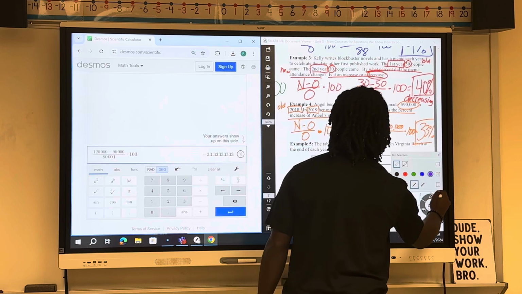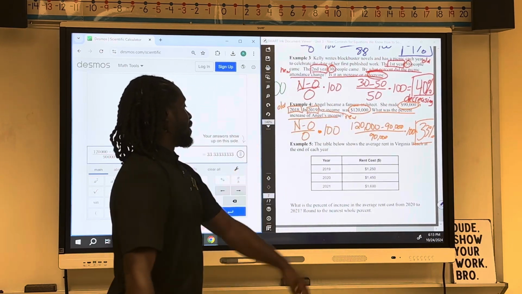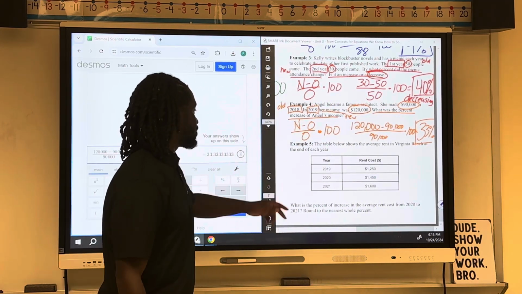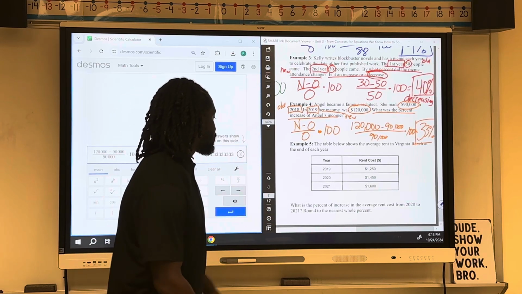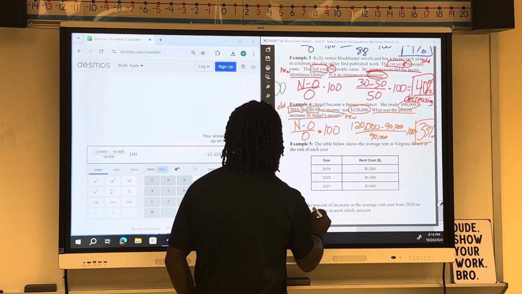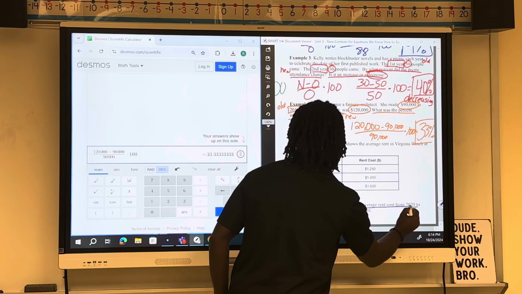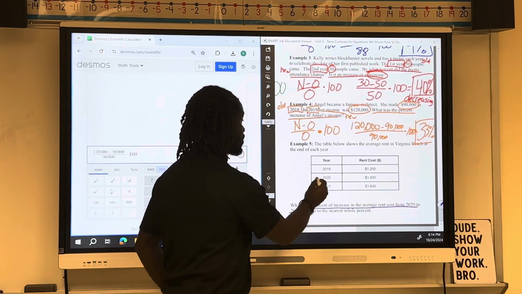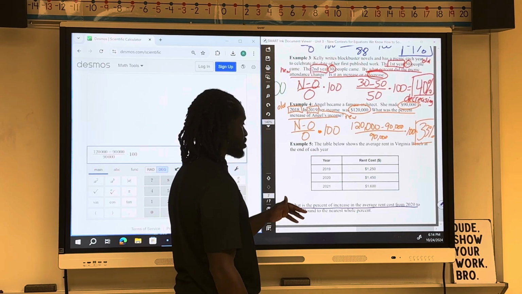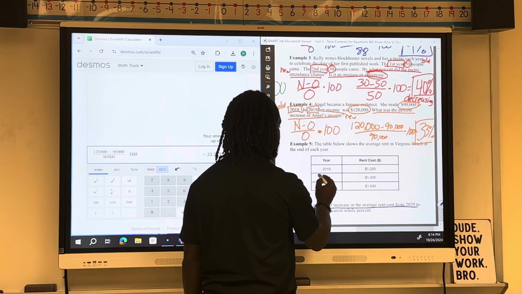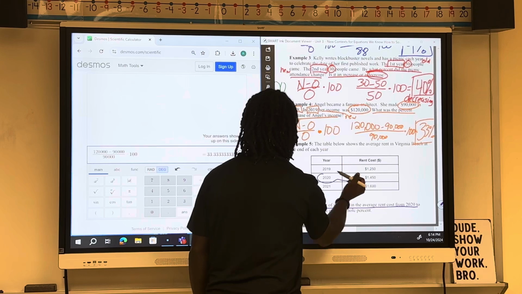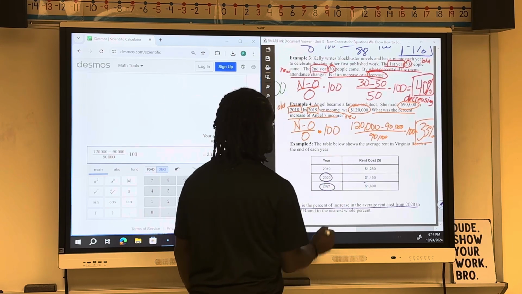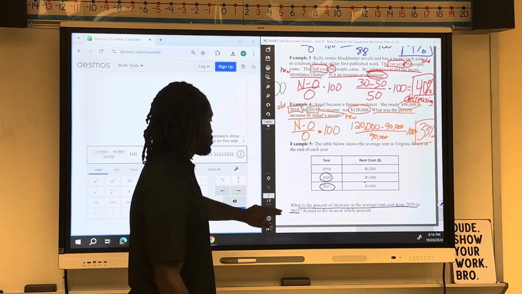Hopefully you're getting all of these right. The table shows the average rent in Virginia Beach each year. What is the percent increase in the average rent from 2020 to 2021? So this table actually shows us 3 years, but we need from 2020 to 2021. All right.